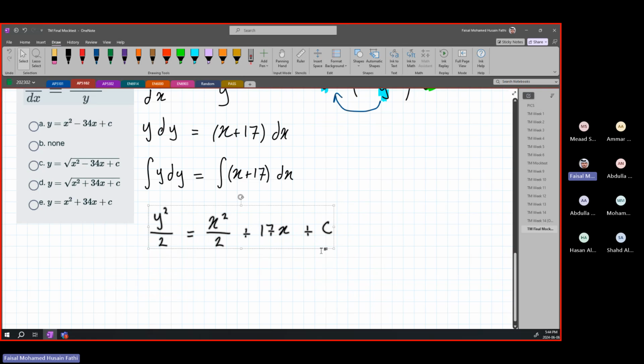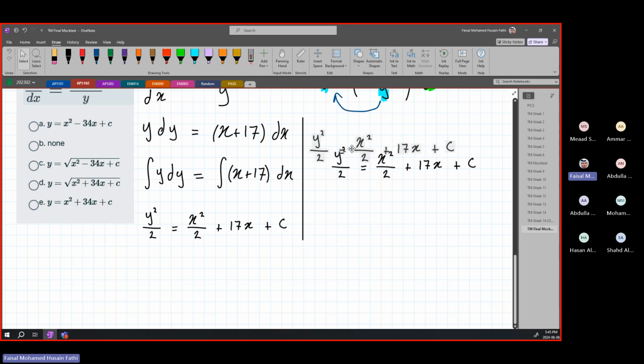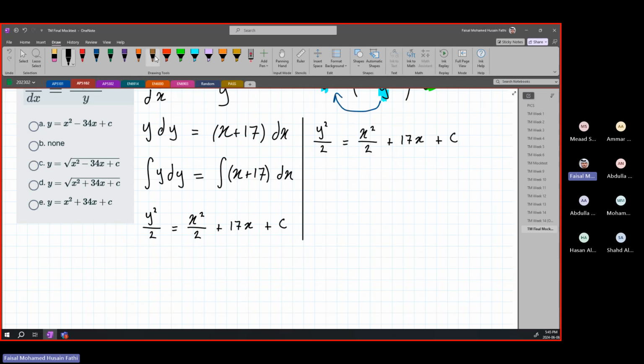Now, if you notice, we don't have just y by itself anymore on this side. We have y squared over 2. That means we need to simplify it so we have y by itself on the other side. So how do we do that? We can first get rid of this 2 at the bottom over here, and this 2 we can take to the other side by multiplication. So it's going to be multiplying by 2 on both sides. That means we'll have y squared is equal to 2 times x squared over 2 plus 2 times 17x.